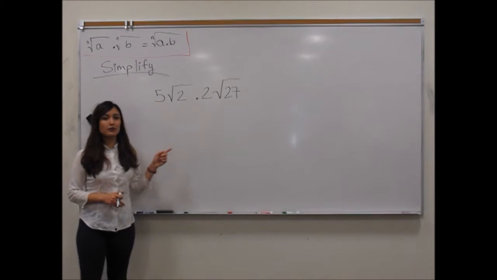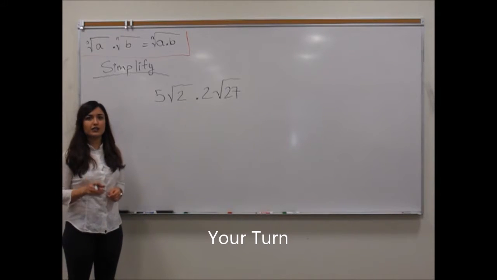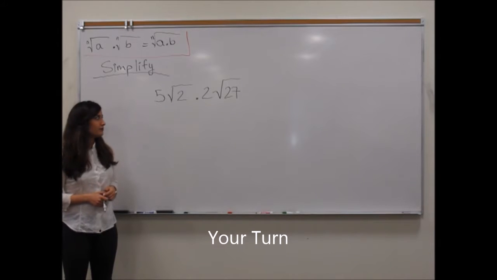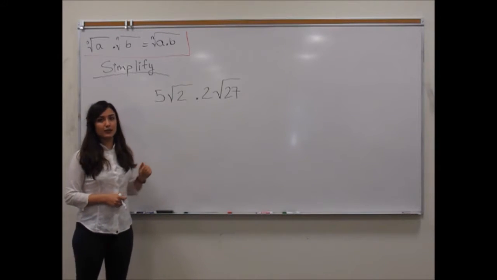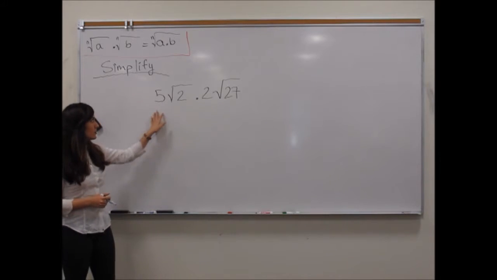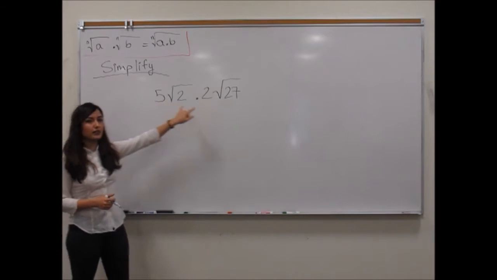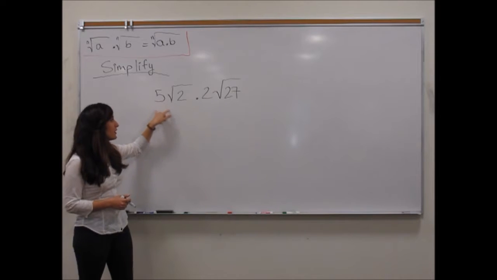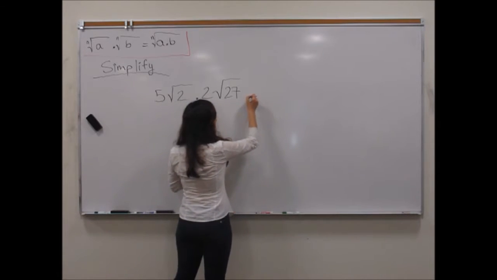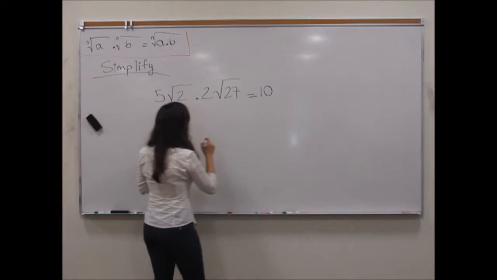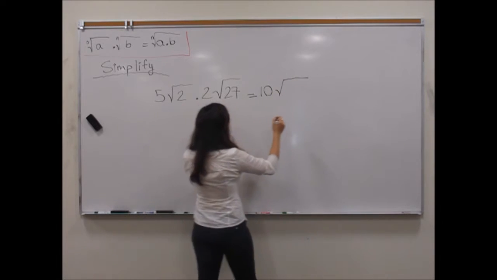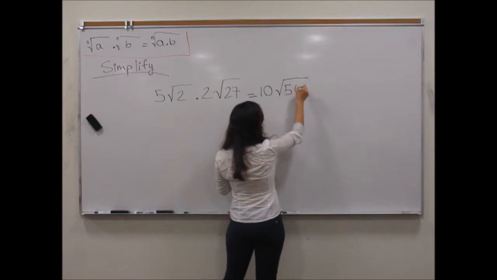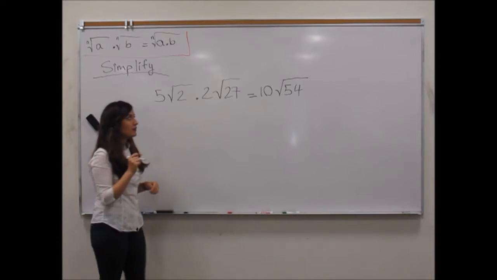Alright, so this example is for you guys to try, so go ahead and pause the video, try to do this one, and we'll go over it together. Alright. 5 rad 2 times 2 rad 27. So first of all, we're going to multiply the coefficients. 5 times 2 is 10, and rewrite the radicals as one radical. 2 times 27 is 54, and then we have to simplify this.